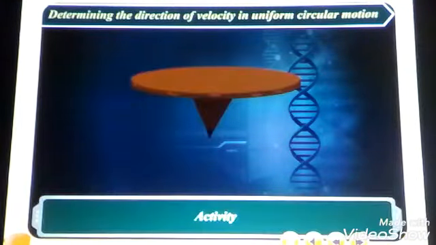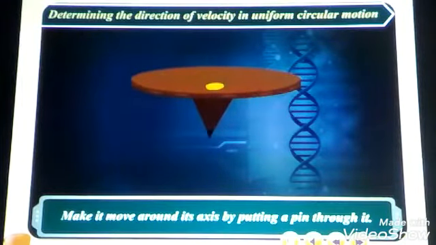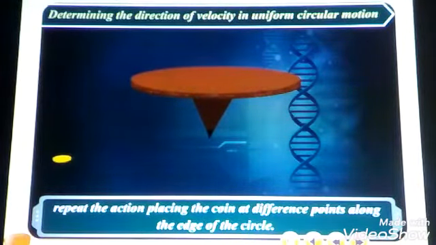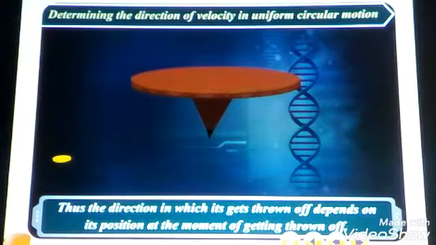Determining the direction of velocity in uniform circular motion. Take a circular disc and put a 5 rupee coin at a point along its edge. Make it move around its axis by putting a pin. When the disc is moved at higher speed, the coin will be thrown away. Similarly, when we repeat this action many times, the coin will be thrown away at the tangent, that is, perpendicular to the radius of the moving disc.